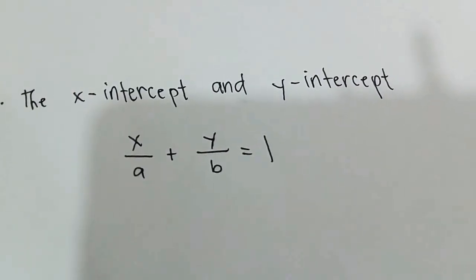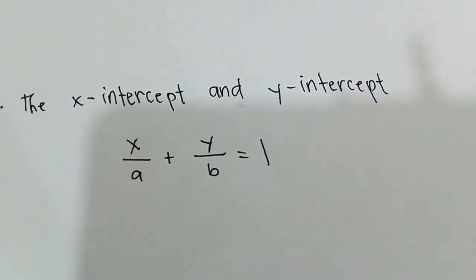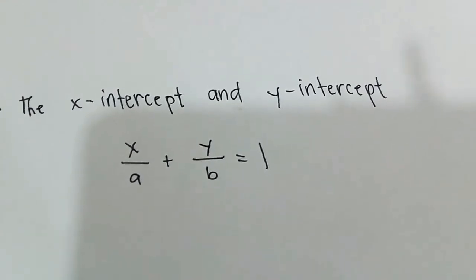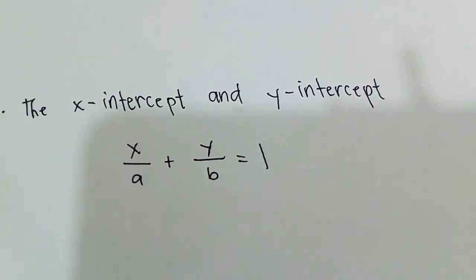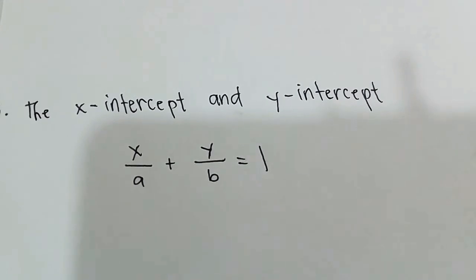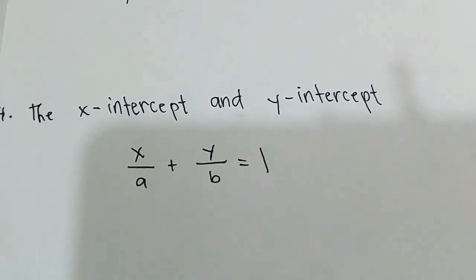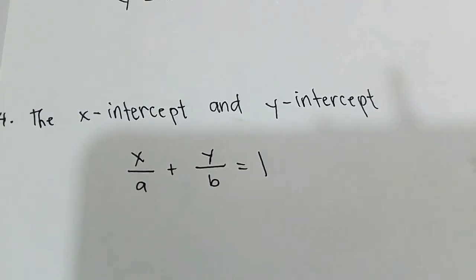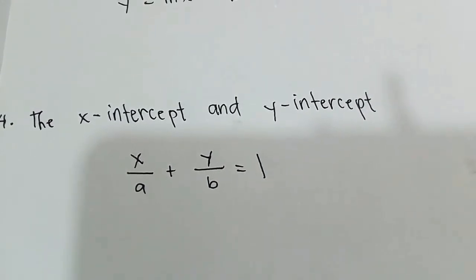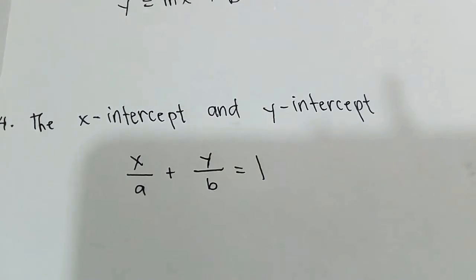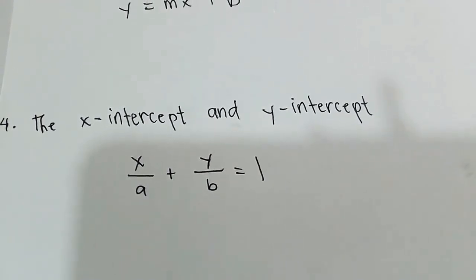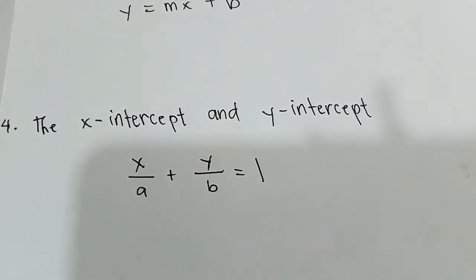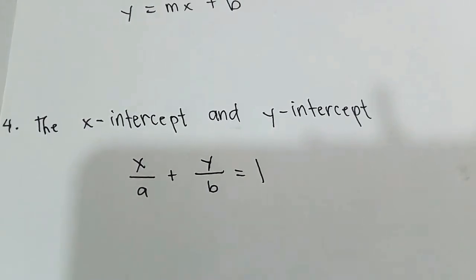And lastly, we can find the equation of a line given the x and y-intercept. So using the intercept form, x over a plus y over b equals 1, where a is the x-intercept and b is the y-intercept.